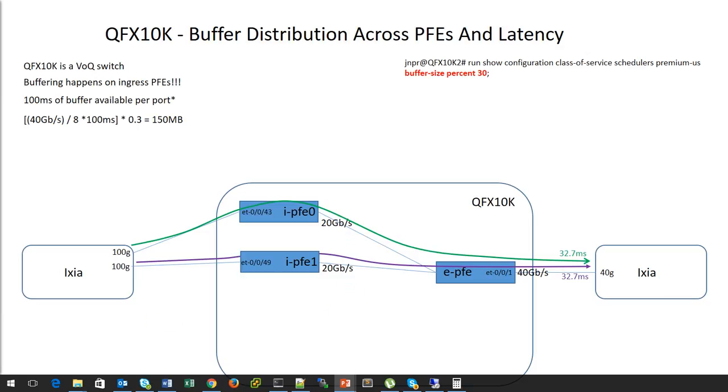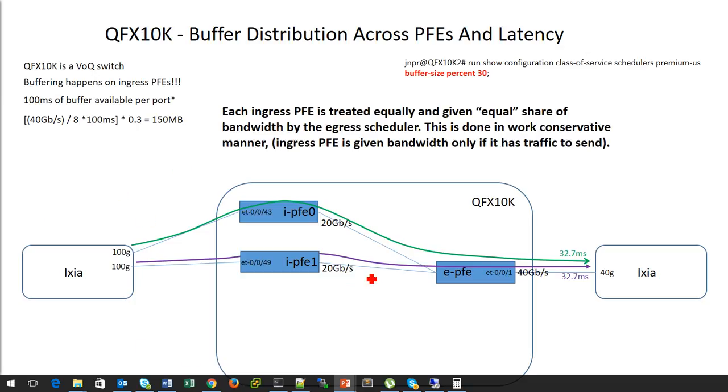Now this leads us to an important point when it comes to the QFX10K. There is a rule which says each ingress packet forwarding engine is treated equally and given an equal share of bandwidth by the egress scheduler. This is done in a work-conserving manner, which again means an ingress PFE is given bandwidth only if it has traffic to send. So it's deficit round robin. It doesn't actually give an equal share of bandwidth if the PFE is idle. A PFE will always use only up to the point needed to drain its traffic. That is what is meant by work-conserving.